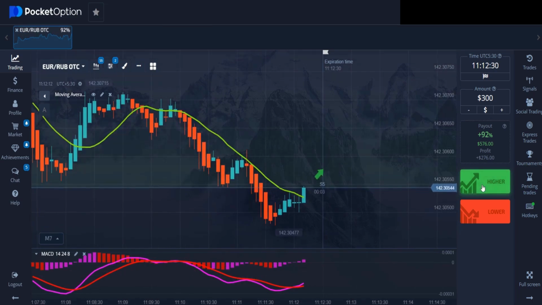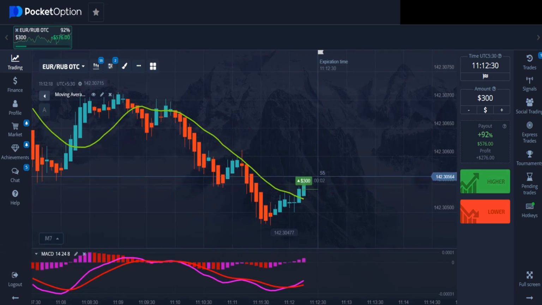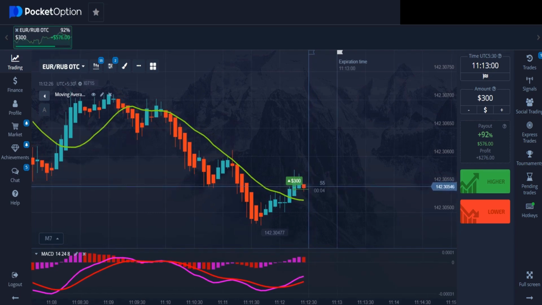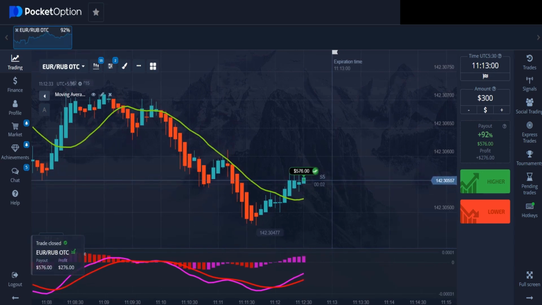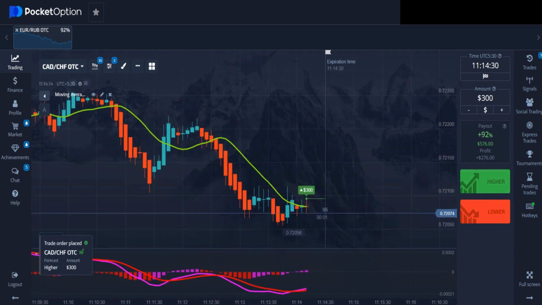We've just spotted a perfect buy trade setup using our strategy. Let me show you why this setup is so promising. The blue Heikin Ashi candle has broken above the SMA line. Meanwhile, the red signal line on the MACD indicator has crossed below the blue MACD line and is now moving upward. These are our exact confirmation signals to place a 30-second buy trade. We've won this trade!